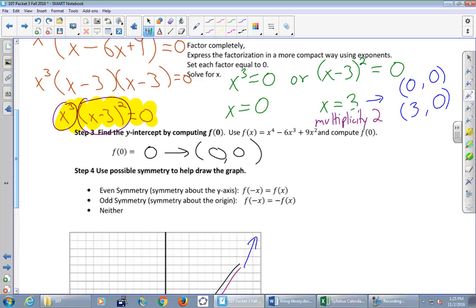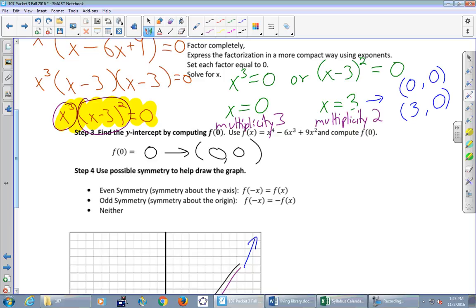Multiplicity reminds me of multiple. You have multiple copies of the 3. How many copies do we have? We have 2. For x equals 0, what was the multiplicity there? It's 3. Okay.